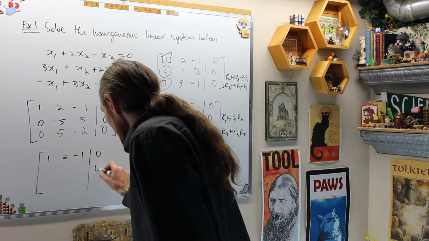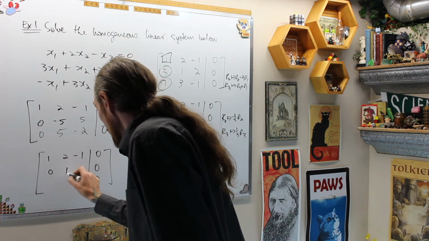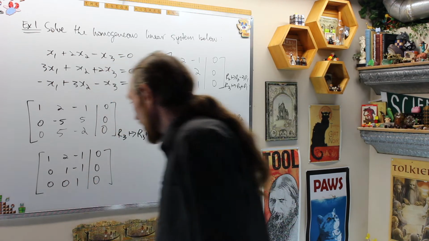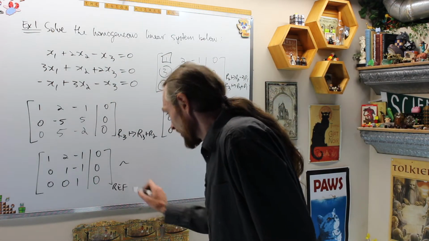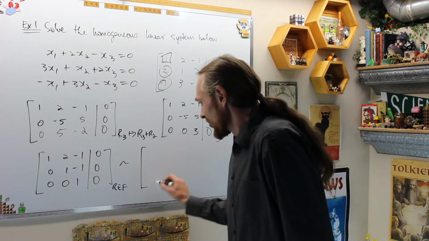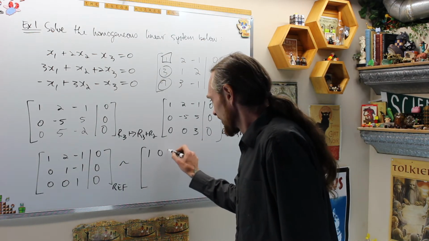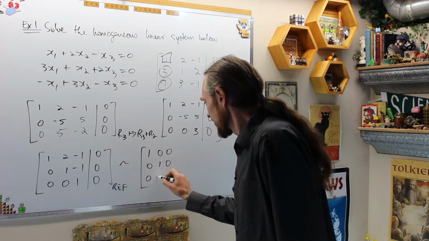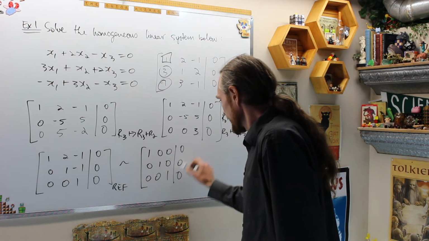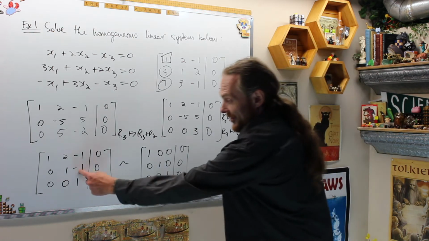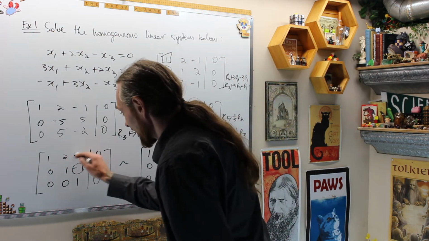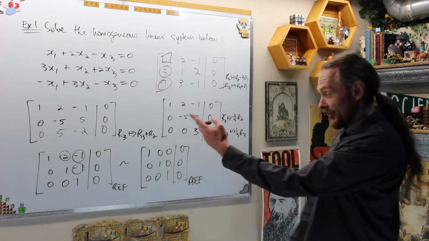negative 1, 0, never changed. 0, 1, negative 1, 0, 0, 1. If you want, I can go to RREF. This is REF. You practice doing this, but I would get this will be the RREF of this system. This spot and this spot and this spot are the guys that we have to get rid of. Practice that. Try and see what you get.